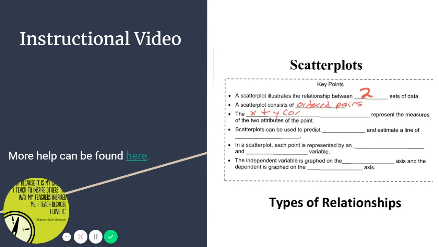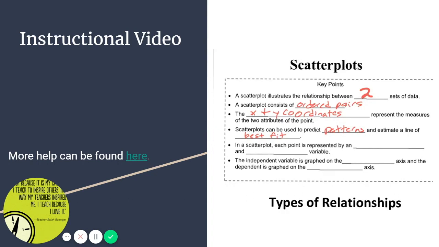And within these ordered pairs, the x and y coordinates are going to represent the measures of the two attributes of the point. So the x coordinate stands for one thing, while the y coordinate stands for something else, because it's going to be data-driven, data-related, so it's going to be real life saying this means this. Scatter plots can be used to predict patterns and estimate lines of best fit, or a line of best fit. So seeing the trends in the data can say, well, I think this would happen in this instance based off of everything else that's happened up to this point.